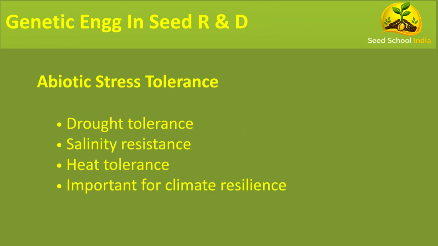Abiotic stress tolerance is becoming increasingly important in the context of climate change. Genetic engineering enables the development of crops that can withstand drought, salinity, and extreme temperatures. These traits help maintain stable yields under adverse conditions.